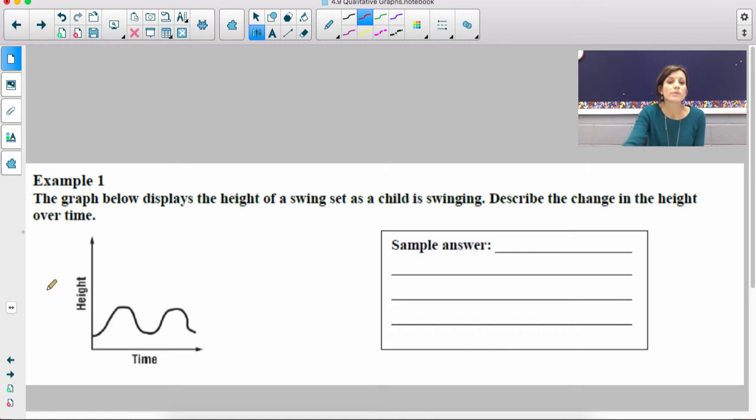The graph below displays, now I gotta pause. The graph below displays the height of a swing set as a child is swinging. Describe the change in the height over time. So, this is weird, the child must be on the swing, so it must have some height. So the swing starts at rest.